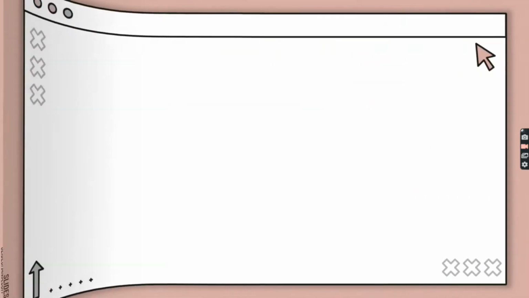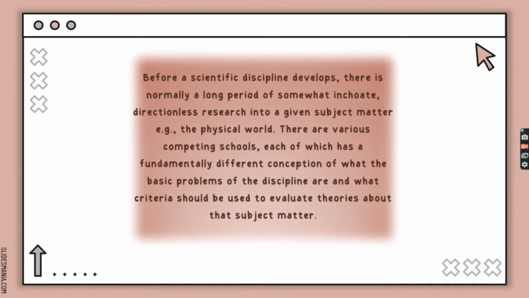Starting with the pre-paradigmatic stage. Before a scientific discipline develops, there is normally a long period of somewhat imperfect, directionless research into a given subject matter, for example, the physical world. There are various competing schools, each of which has a fundamentally different conception of what the basic problems of the discipline are, and what criteria should be used to evaluate theories about that subject matter.